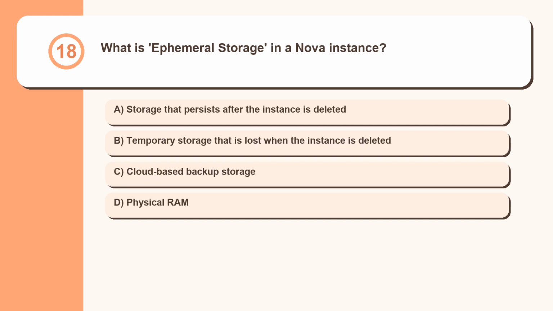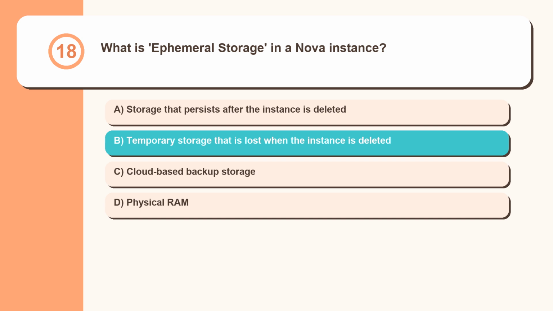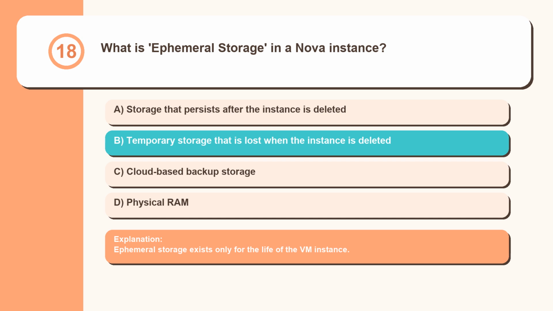Question 18. What is ephemeral storage in a Nova instance? Storage that persists after the instance is deleted. Temporary storage that is lost when the instance is deleted. Cloud-based backup storage. Physical RAM. Ephemeral storage exists only for the life of the VM instance.